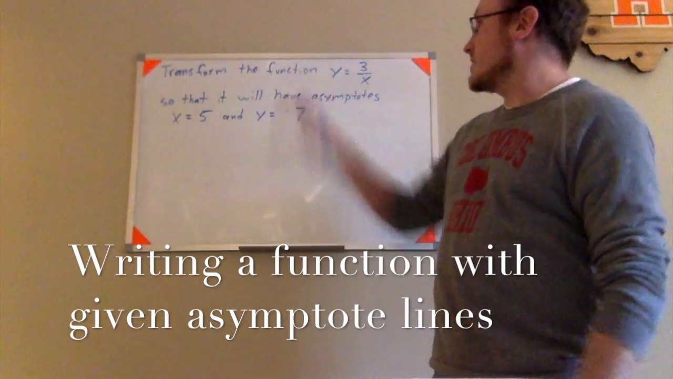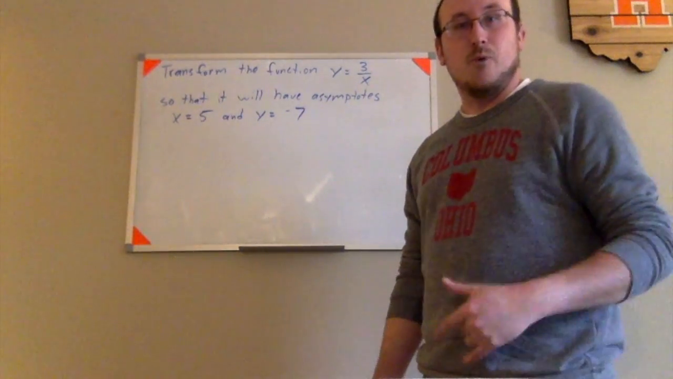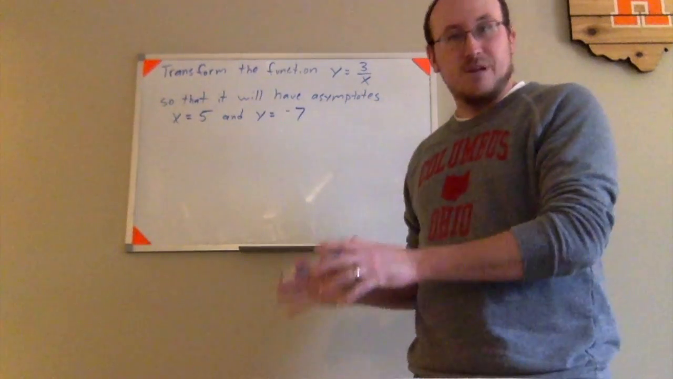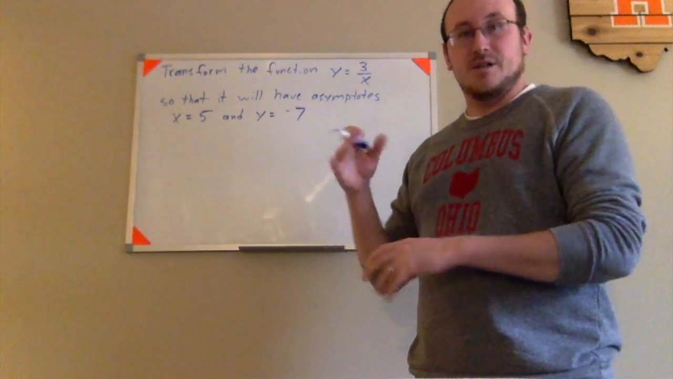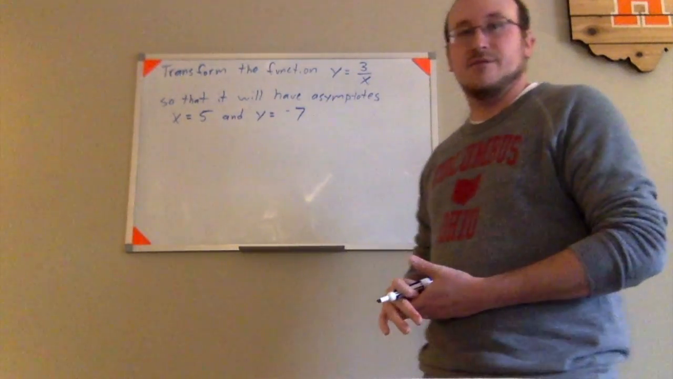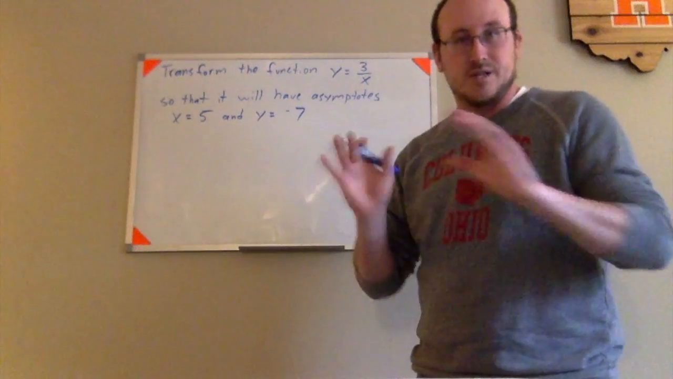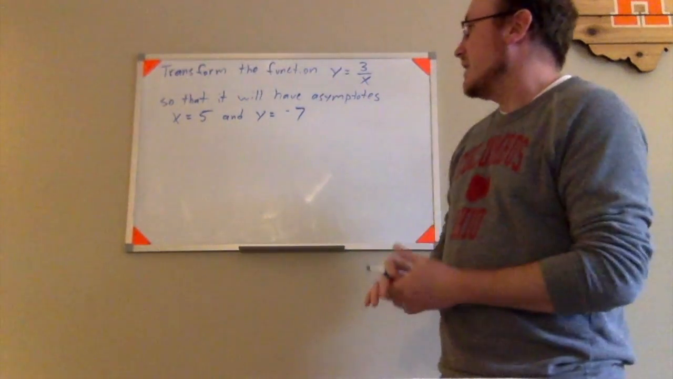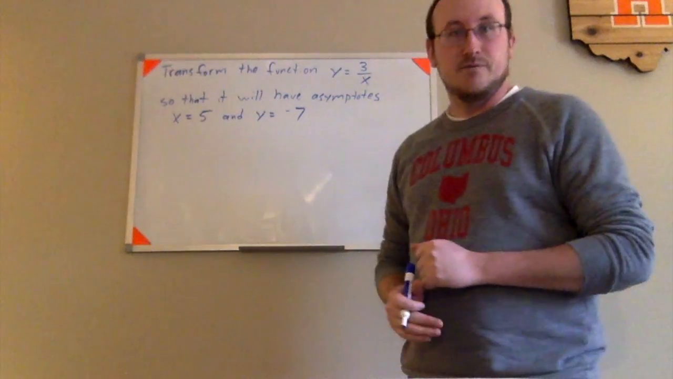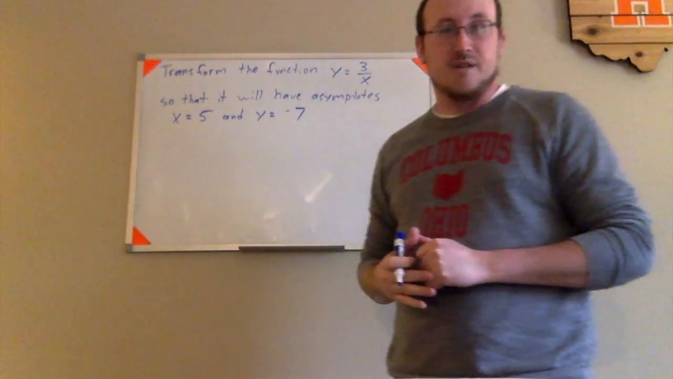In this problem, we want to transform this given function y equals 3 over x. That's not the parent function for the family of reciprocal functions, but it's a slight variation of that parent function. It's already been stretched vertically by a factor of 3. But we want to take that function, that's the starting point they're giving us, and transform it so that it will have asymptote lines of x equals 5 and y equals negative 7.